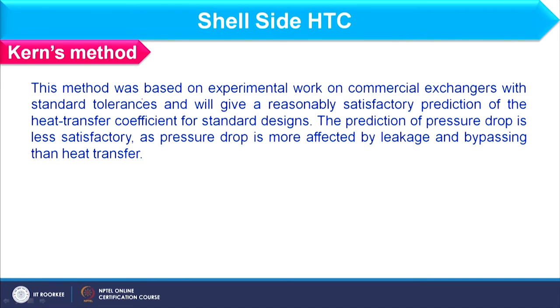So, here we are considering Kern's method to calculate the shell side heat transfer coefficient, and this method was based on experimental work on commercial exchangers with standard tolerances and will give reasonably satisfactory prediction of heat transfer coefficient for a standard design. The prediction of pressure drop is less satisfactory, as pressure drop is more affected by leakage and bypassing than heat transfer, and Kern's method does not consider leakages and bypasses. And that is the very first method to design the shell and tube heat exchanger. So, here we will discuss the steps to be considered to calculate the shell side heat transfer coefficient using Kern's method.